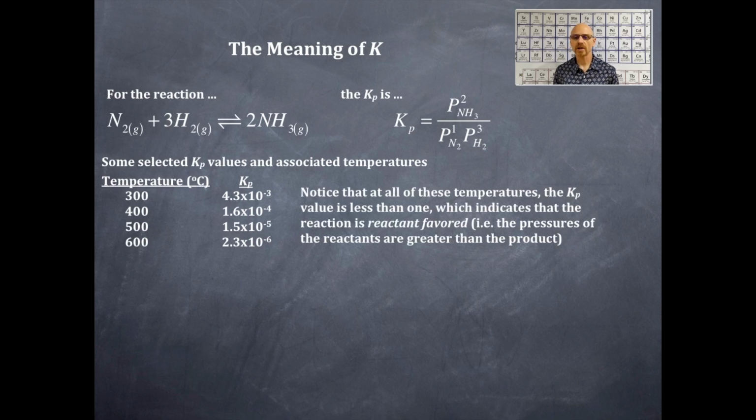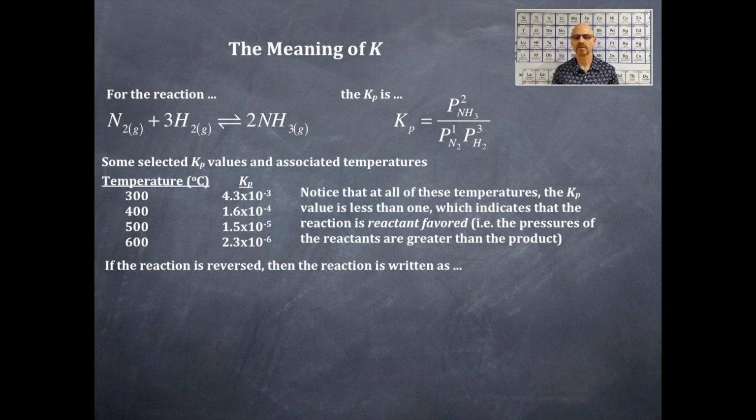Notice that at all of these temperatures, the Kp value is less than 1, which indicates that the reaction is reactant favored. In other words, the pressures of the reactants are greater than the pressure of the product. Look at that Kp expression. The product is the ammonia, and so that's going to be very small in comparison to the pressures of the two reactants. That leads to these Kp values getting smaller and smaller with increasing temperature.